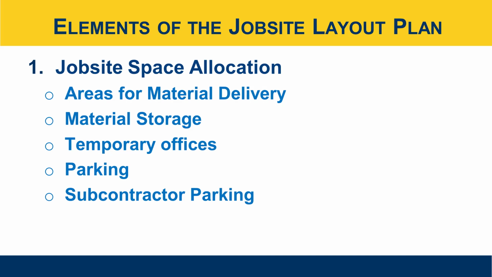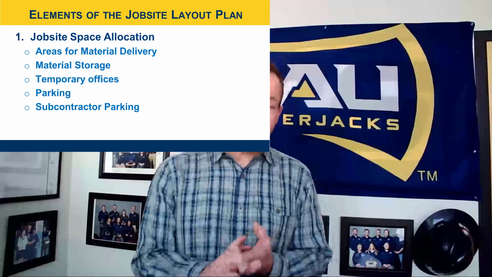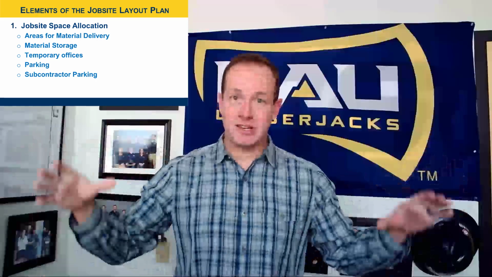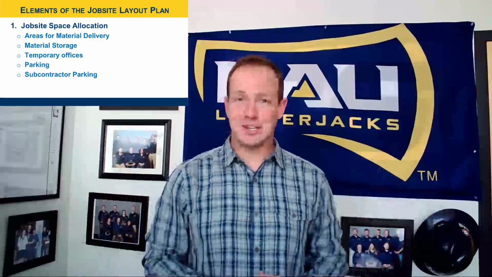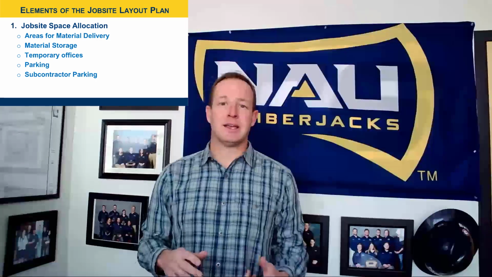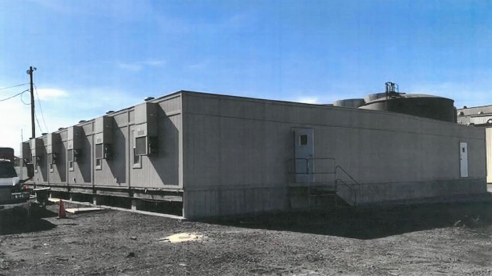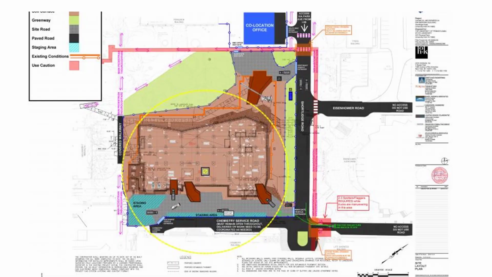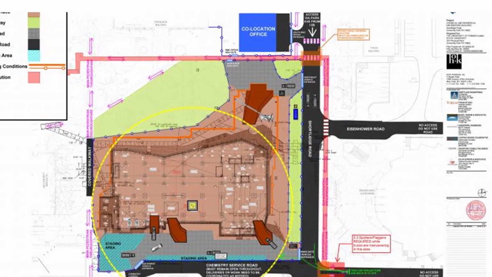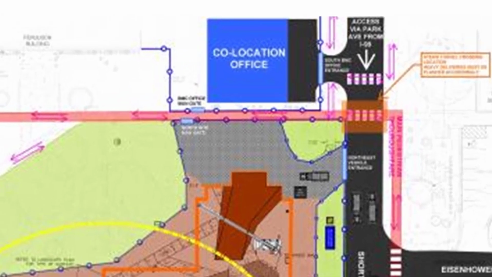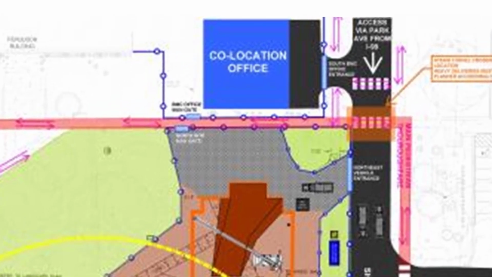So under job site space allocation, we need to figure out where we're going to put things, obviously. Okay, so we have this much space. Where are we going to put the things that we need on our job? So that includes things like, where are we going to deliver materials? Where are we going to store our materials on the job? Where are we going to put our temporary offices and our temporary structures? And we'll talk more about what those are. Where are we going to have parking for the GC and the owner? Where are we going to have subcontractor parking? Is that going to be on the job site? Do we have space allocated for that?